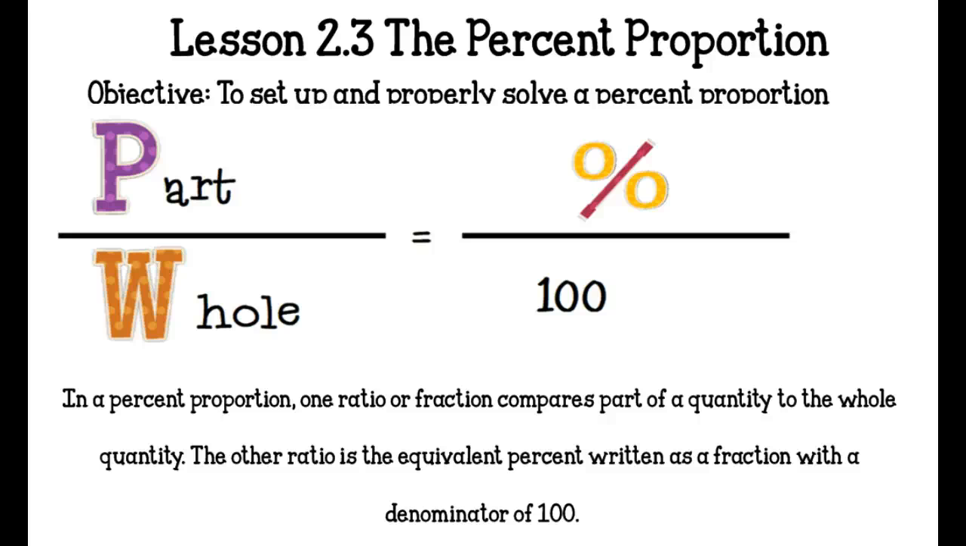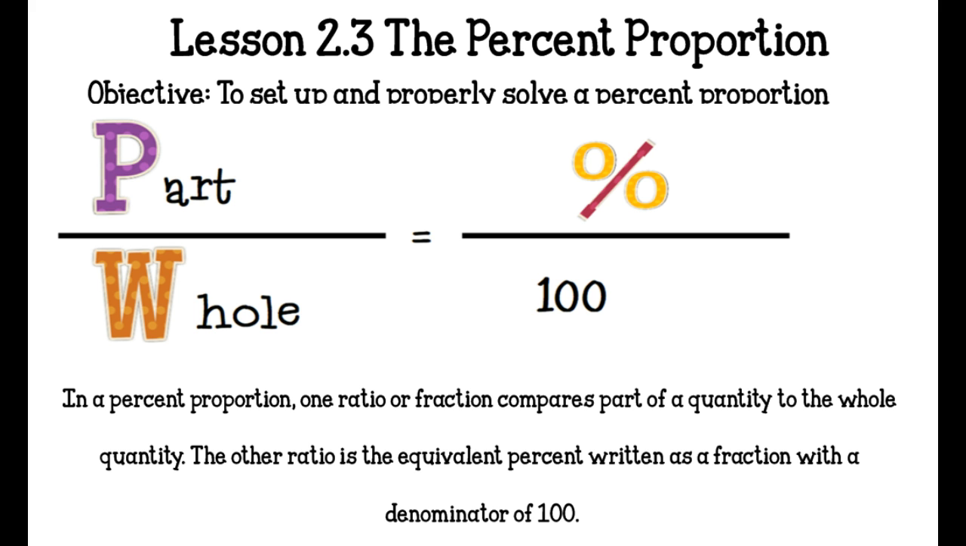Okay, lesson 2.3, we're going to get into the percent proportion. Our objective is to set up and properly solve a percent proportion. This image is just a good one for you to visualize. You're always going to have the part, the whole on bottom, the percent on top, and then 100 on bottom.